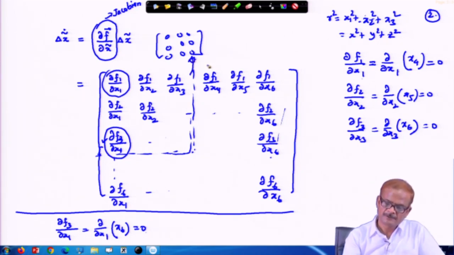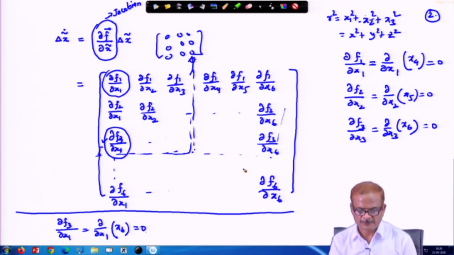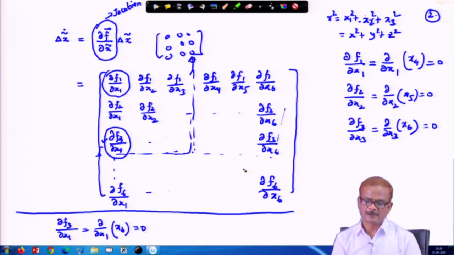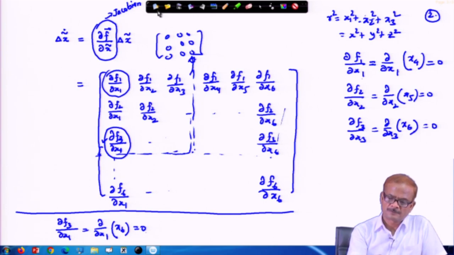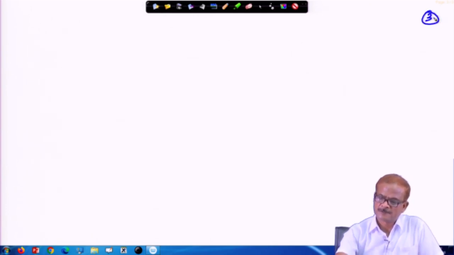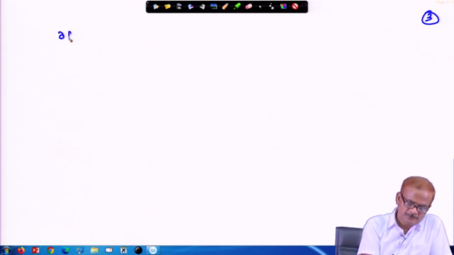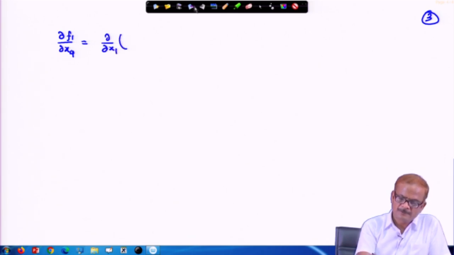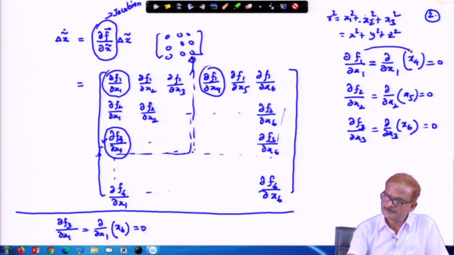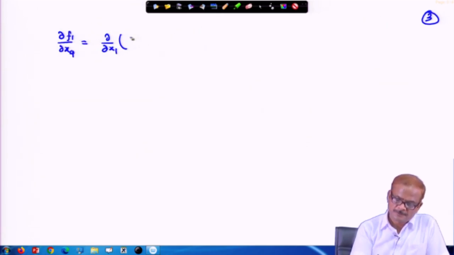It remains to determine the others. So, a total of 9 we have determined, the remaining 27 we have to further decide, what will be the values of those elements. So, ∂f1/∂x4, let us first work out this ∂f1/∂x4, and f1 as we have written here is nothing but x4. So, this is 1.